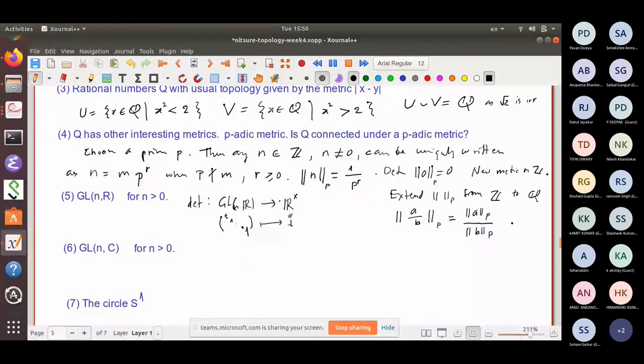So this map is surjective, and we saw last time that the image of anything connected under a continuous map is connected. A surjective continuous map from a connected space means the other one has to be connected. But you know, R star is not connected, so therefore this is not connected. Okay. How about this GL n C?